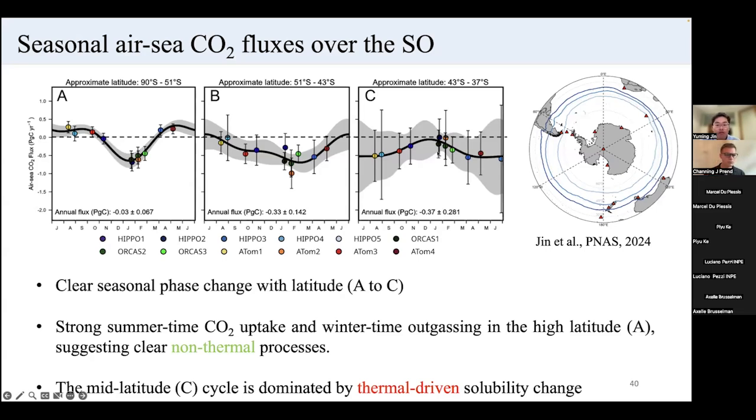In the mid latitude, you can see the cycle is about anti-phase compared to the cycle in the high latitude. In this band, the cycle is mostly driven by thermally induced solubility change, which is anti-phase to the biological productivity change. These transitions are also supported by the surface ocean pCO2 data. And one advantage of my study is that I can really resolve these meridional changes with sparse airborne data, which was not achieved by previous studies.